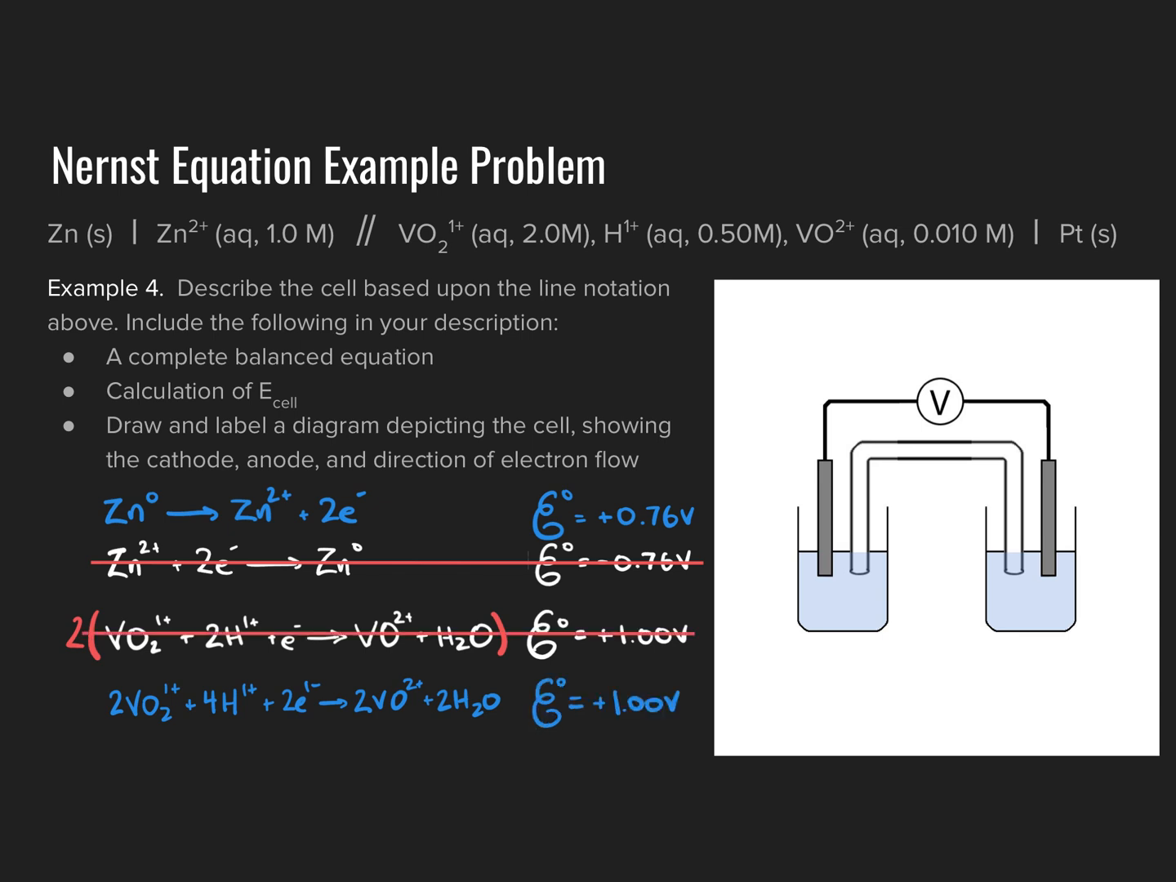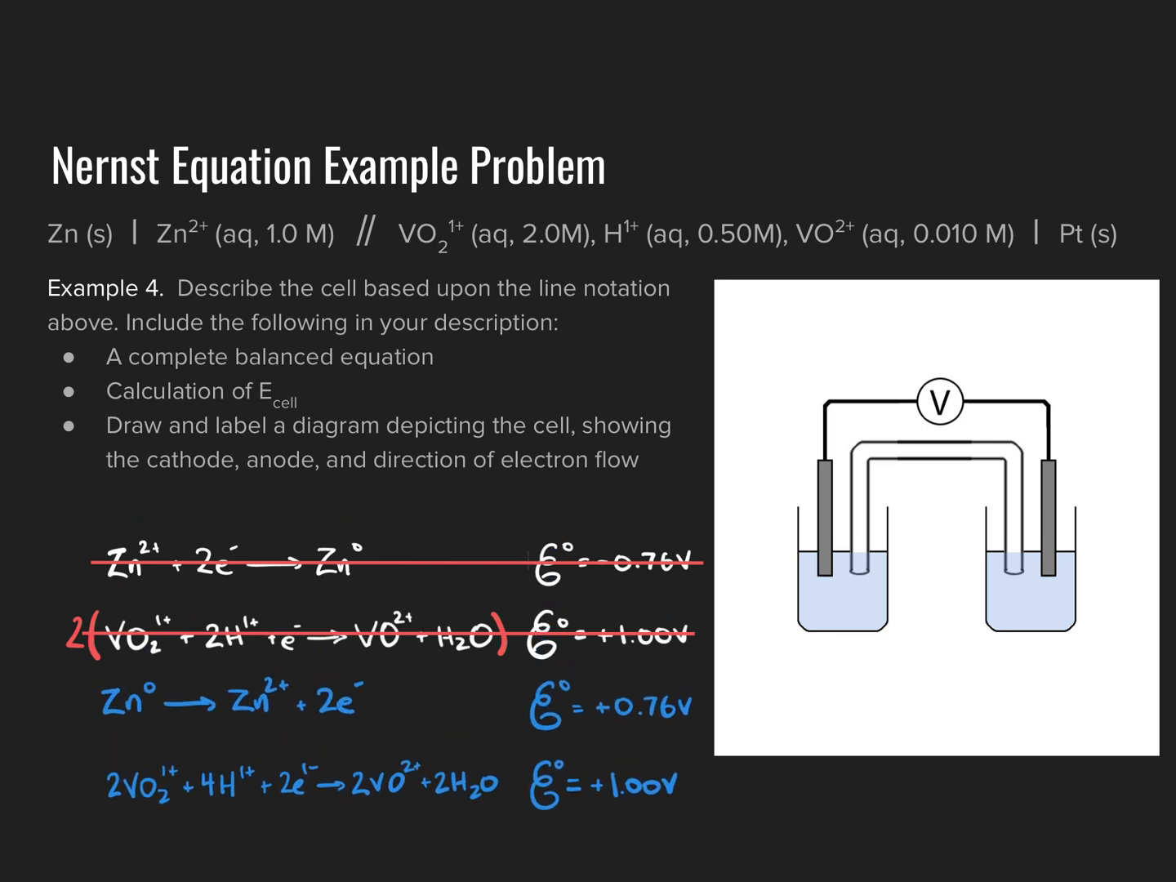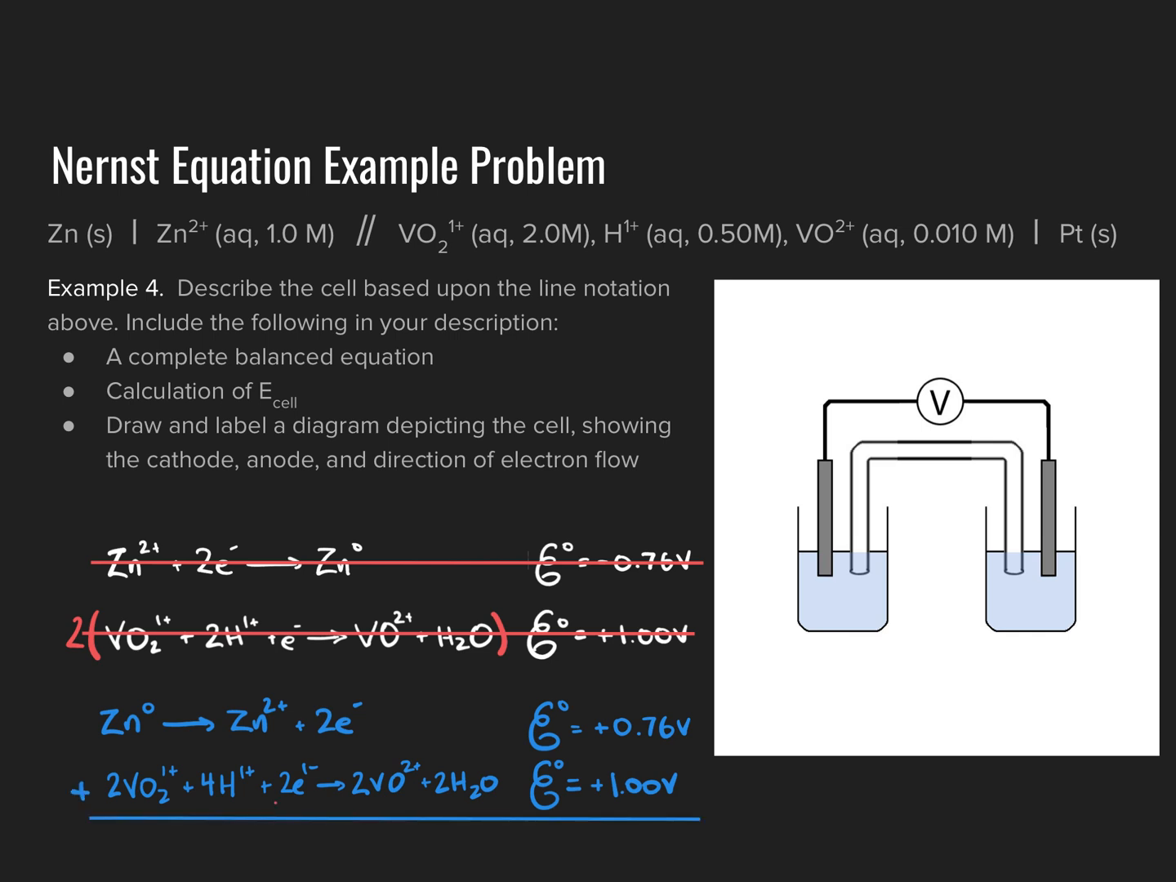And now that I've got my electrons balanced, I can go ahead and combine together my half reactions to get the overall redox reaction that is occurring within this electrochemical cell. I'm going to notice here that the electrons will cancel out on both sides, and adding together yields here now the overall reaction of zinc elemental plus 2 VO2 1 positive, plus 4 H positive, reacts to form on the product side, Zn2 positive, plus 2 VO 2 positive, plus 2 H2O.